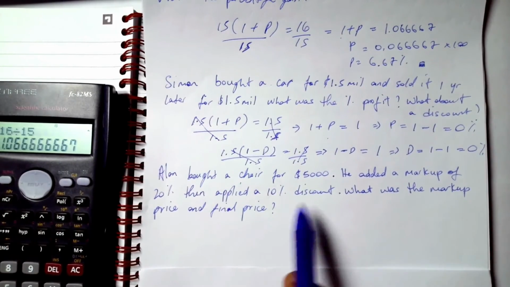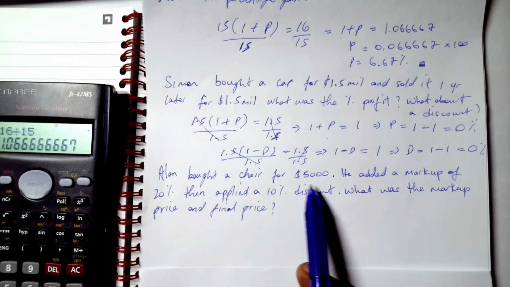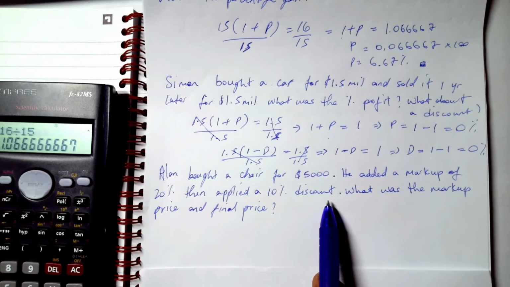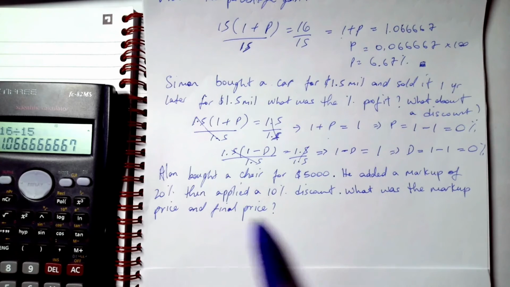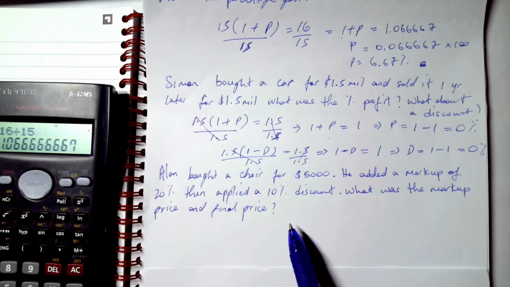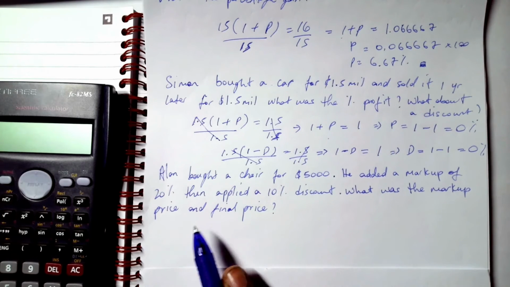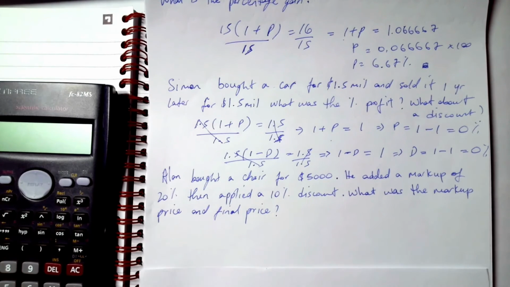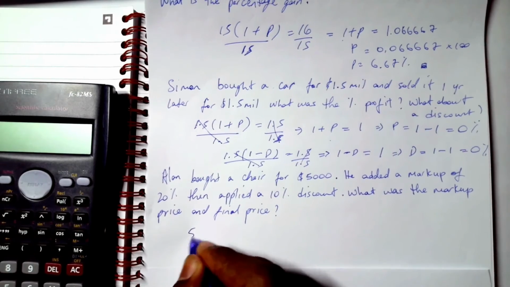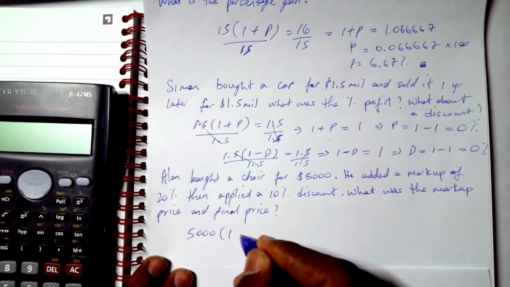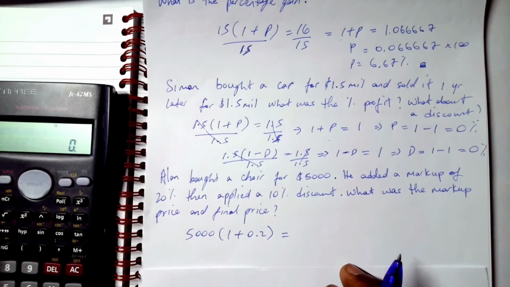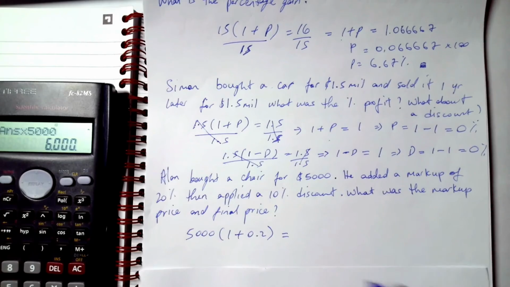Alan bought a chair for $5,000. He added a markup of 20%, then applied a 10% discount. What was the markup price and final price? So first he applied a 20% profit, then a 10% discount. What was the markup price and the final price? So let's apply the 20% profit first. So it was 5,000 marked up by 20%, which is 0.2. The result is (1 plus 0.2) times 5,000 equals 6,000.